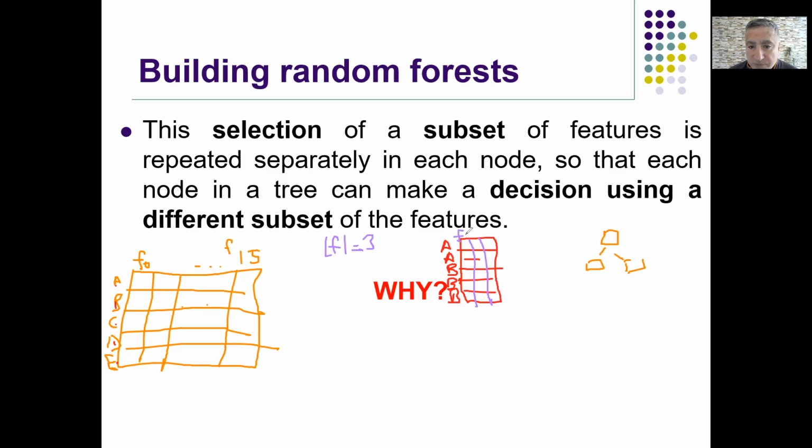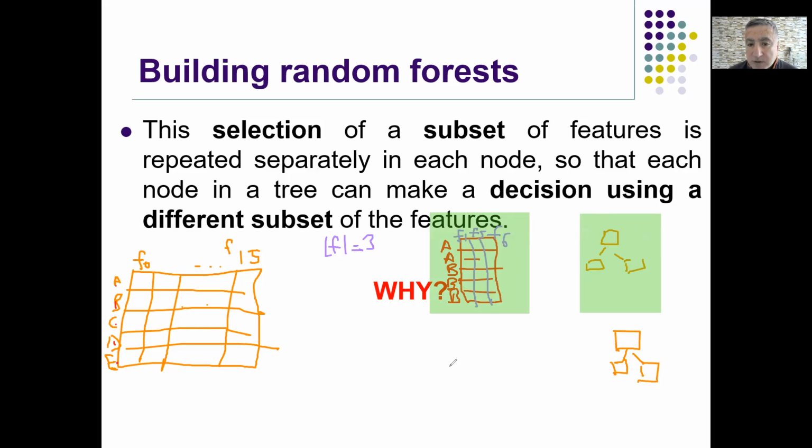For example, F1, F5, and F6. So basically what you are gonna do, you are gonna use this data set to train that decision tree. Okay. And continue like that. Now you want to train the second decision tree.